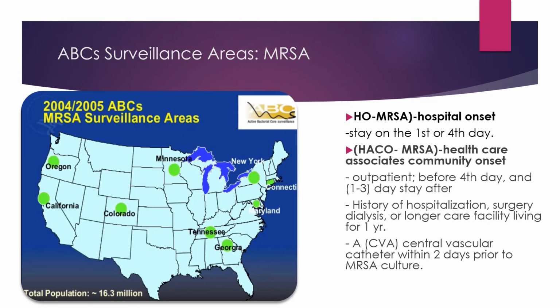5 MRSA surveillance areas. The categories are in hospital settings, hospital onset stay, the first of 4th day, the healthcare associates community onset outpatient before 4th day, and 1 to 3 day stay after. History of hospitalization, surgery, dialysis, or long care facility living residence for 1 year. Central vascular catheter within 2 days prior to MRSA culture.